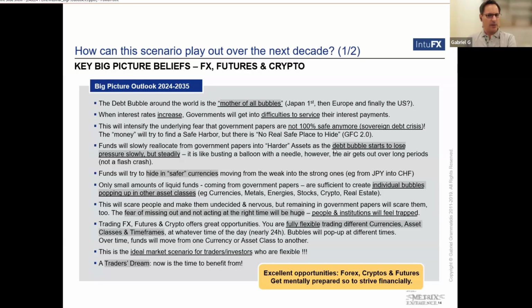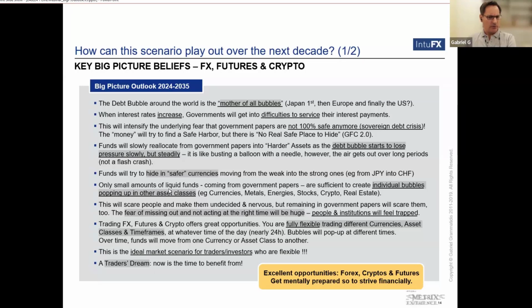The debt bubble will start to lose pressure slowly because money is flowing out slowly but steadily. And it's like busting a balloon with a needle, but it's not like a flash crash, but slowly over time. Funds will try to hide in safer currencies, for example, the Swiss franc or the US dollar, right? Moving from the weak into the strong currencies.